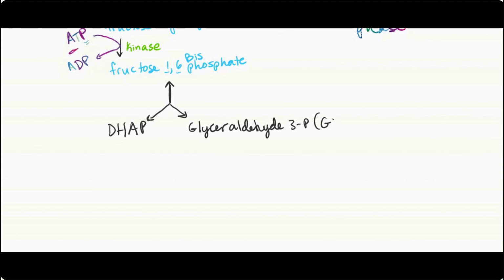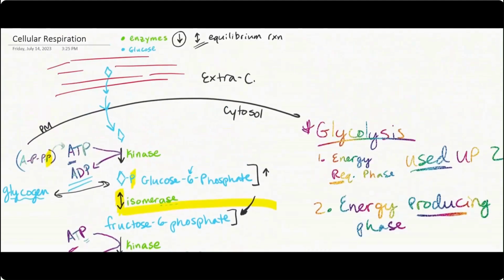Some people call this G3P. The important thing to note about both of these molecules, DHAP and G3P, is both of these are 3-carbon molecules. Going all the way back up here, I know I drew our little glucose guy as a diamond, but really, remember glucose is a 6-carbon molecule, right? So it's 1, 2, 3, 4, 5, 6.